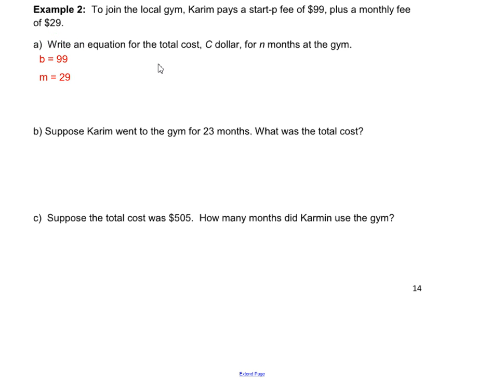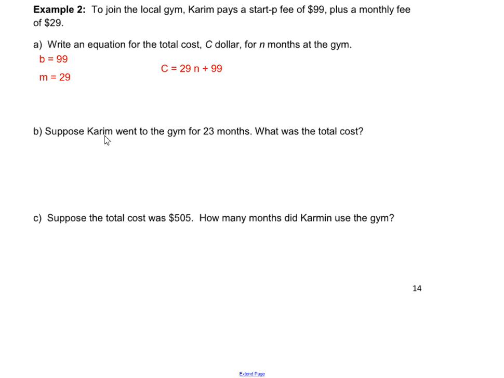So now that I have those two things, I can say C, which is the total cost, is going to be equal to $29 times however many months I go to the gym, plus my startup fee of $99. So I have 29N plus $99. I started by paying $99. If I didn't go to the gym at all, 0 months, I still had to pay the $99. For every month I go, it's going to cost me an extra $29.